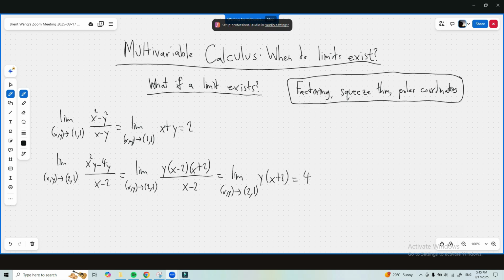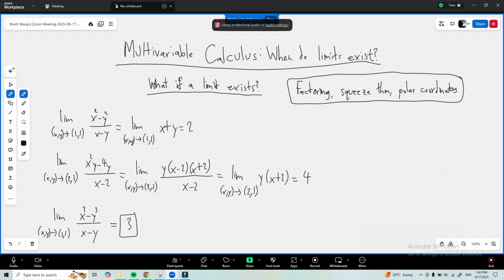And the last example I have is the limit as (x, y) goes to (1, 1) of (x cubed minus y cubed) over (x minus y). The answer to this limit is 3. And how is it equal to 3? I'm going to leave the thinking to you. So try it out yourself and you'll see that it equals 3.